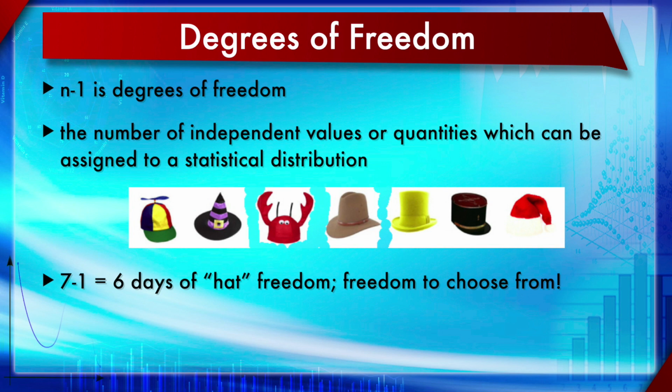So on the first day you have 7 choices, the second day you have 6 choices, and it goes on like that. Then on the 6th day you will have only 1 choice, and on the 7th day there won't be any choice at all. You have to wear whatever is leftover. So the degrees of freedom is only 6 if you have 7 shirts. Usually the degrees of freedom is n minus 1, where n is the size. That is why it is divided by n minus 1 in the case of sample variance.